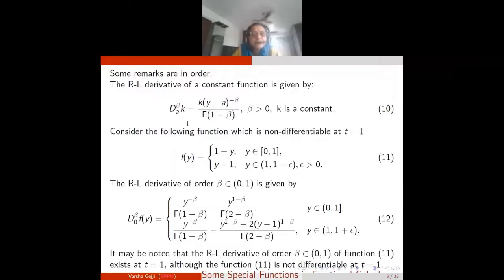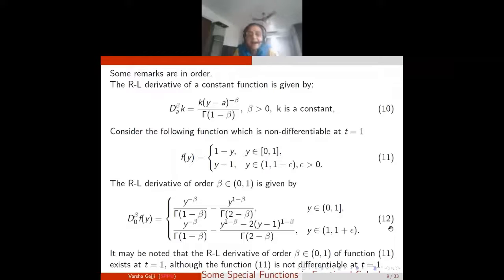Or rather, I should say here at y equal to 1. It should not be t equal to 1. It is f of y. So sorry, it should be y equal to 1. Now here, if I consider its Riemann-Liouville derivative, I take this simple function, put it in those definitions, and I get these expressions given in 12.